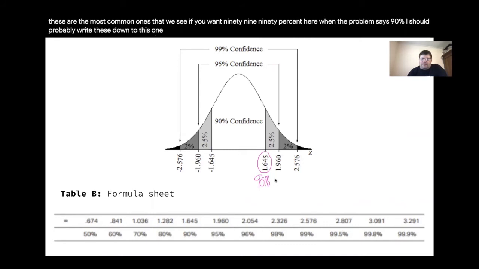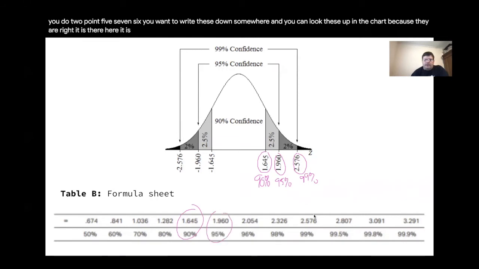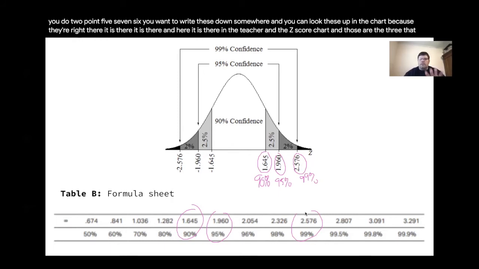It's 1.645. When you want 95%, you're going to use 1.96. And if the problem asks you to do a 99% confidence interval, you do 2.576. You want to write these down somewhere. I mean, you can look these up in the chart because they're right here. It is there, here it is there, and here it is there in the Z-score chart. And those are the three that will come up most often.